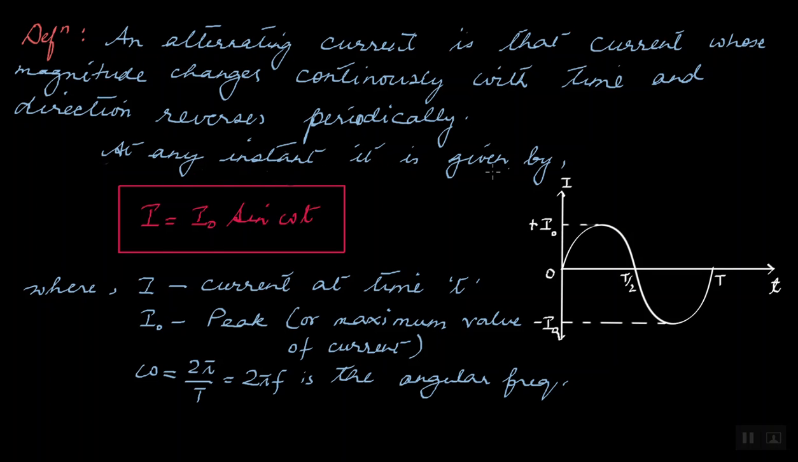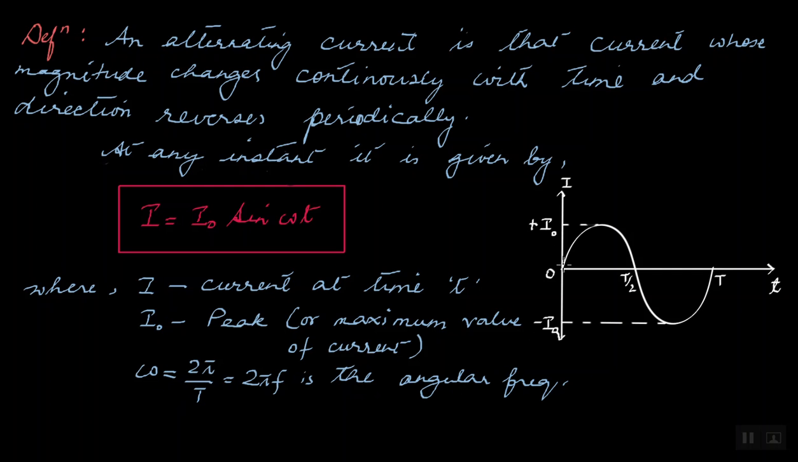At any instant, it is given by this equation: I is equal to I naught sine omega t, where I here is the current at any time t. That means it is the instantaneous current, the current at that particular time. I naught here is called the peak or the maximum value of the current. And omega, which is equal to 2 pi by T or 2 pi f, is the angular frequency.